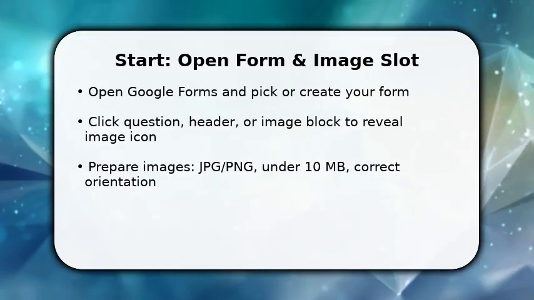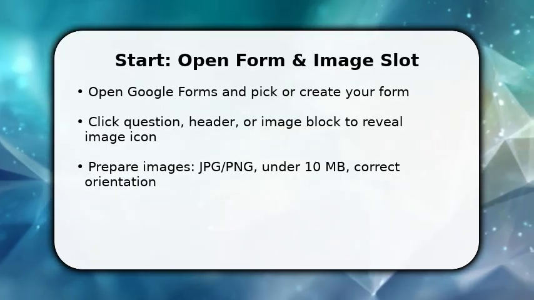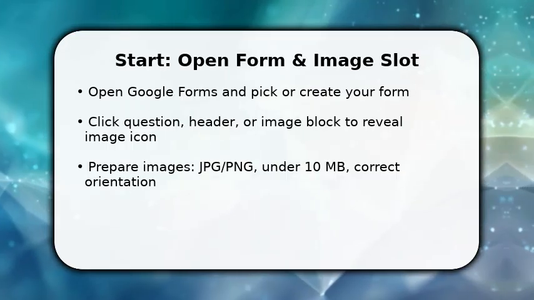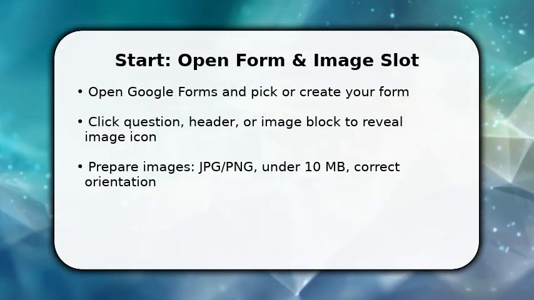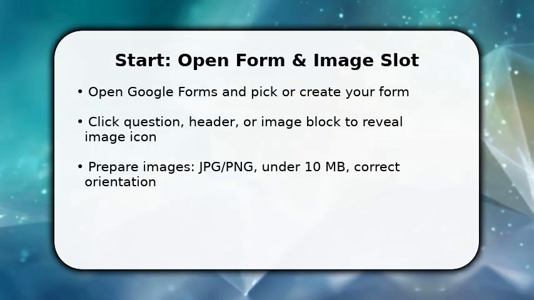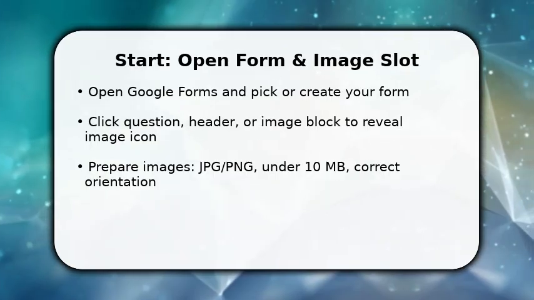You already have a form open. Now add the first image. Click a question, the form header, or the floating image icon to open Upload options. Choose whether this image is for a question, option, or decorative header. Once done, pick Upload, Camera, Drive, Photos, URL, or Search.